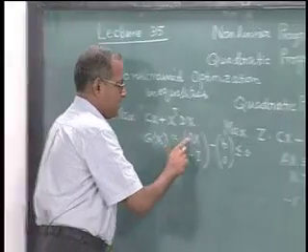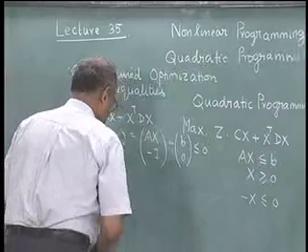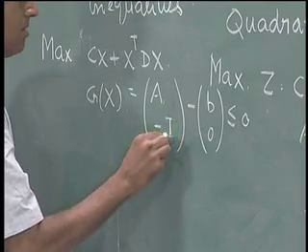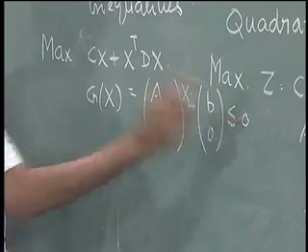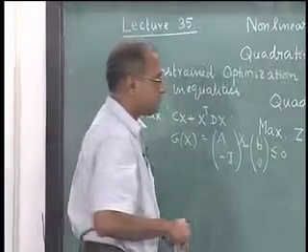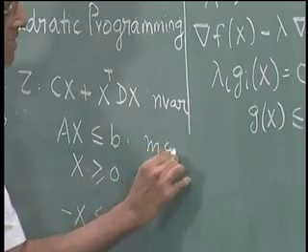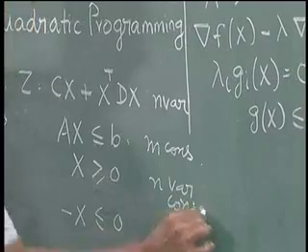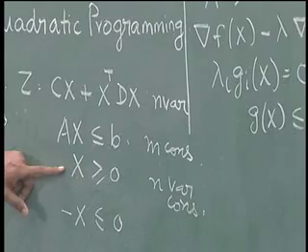Therefore it is written as Ax minus b less than or equal to 0, and minus x less than or equal to 0. So this is the general set here. Now again we have n variables, m given constraints, and again n variables here, therefore n constraints, because x greater than or equal to 0 is now treated as an explicit constraint.